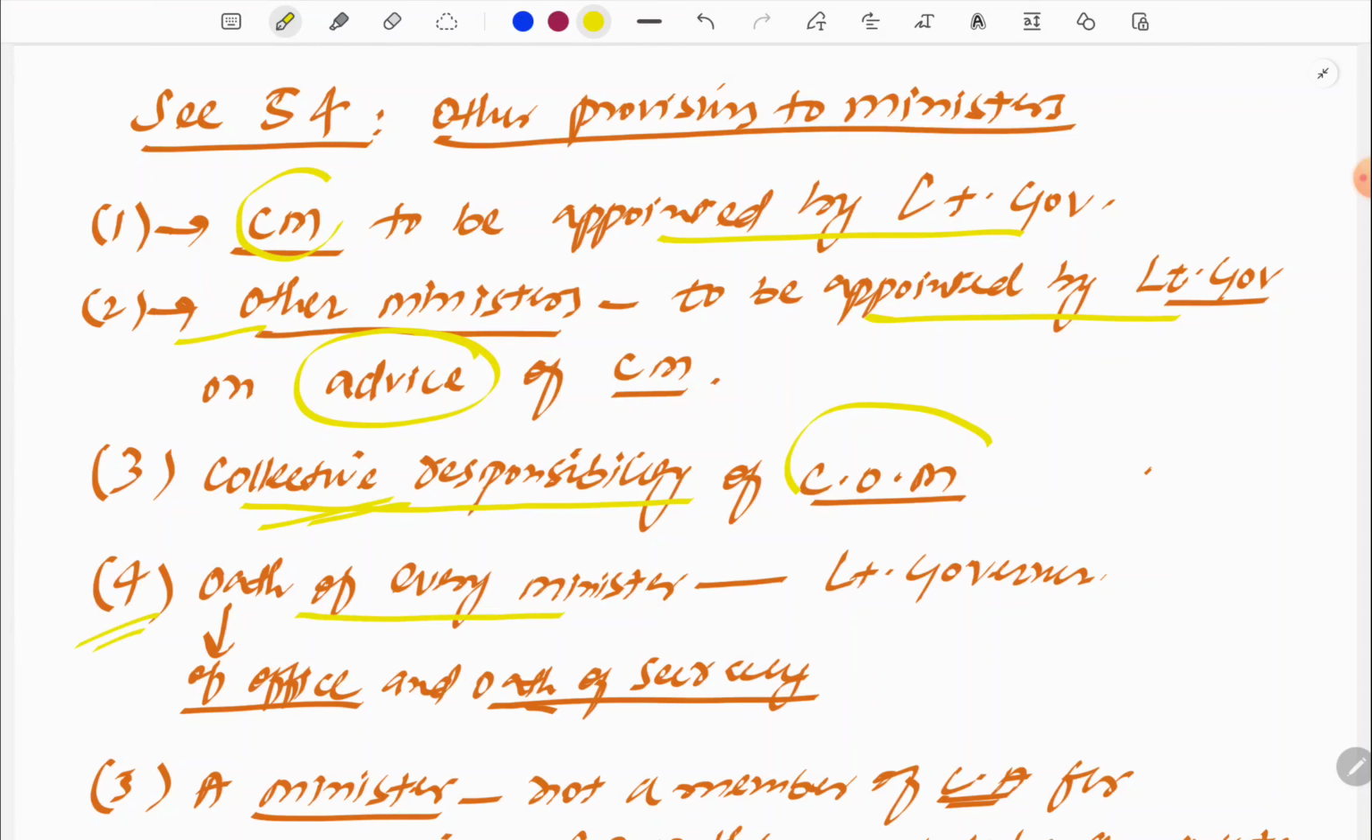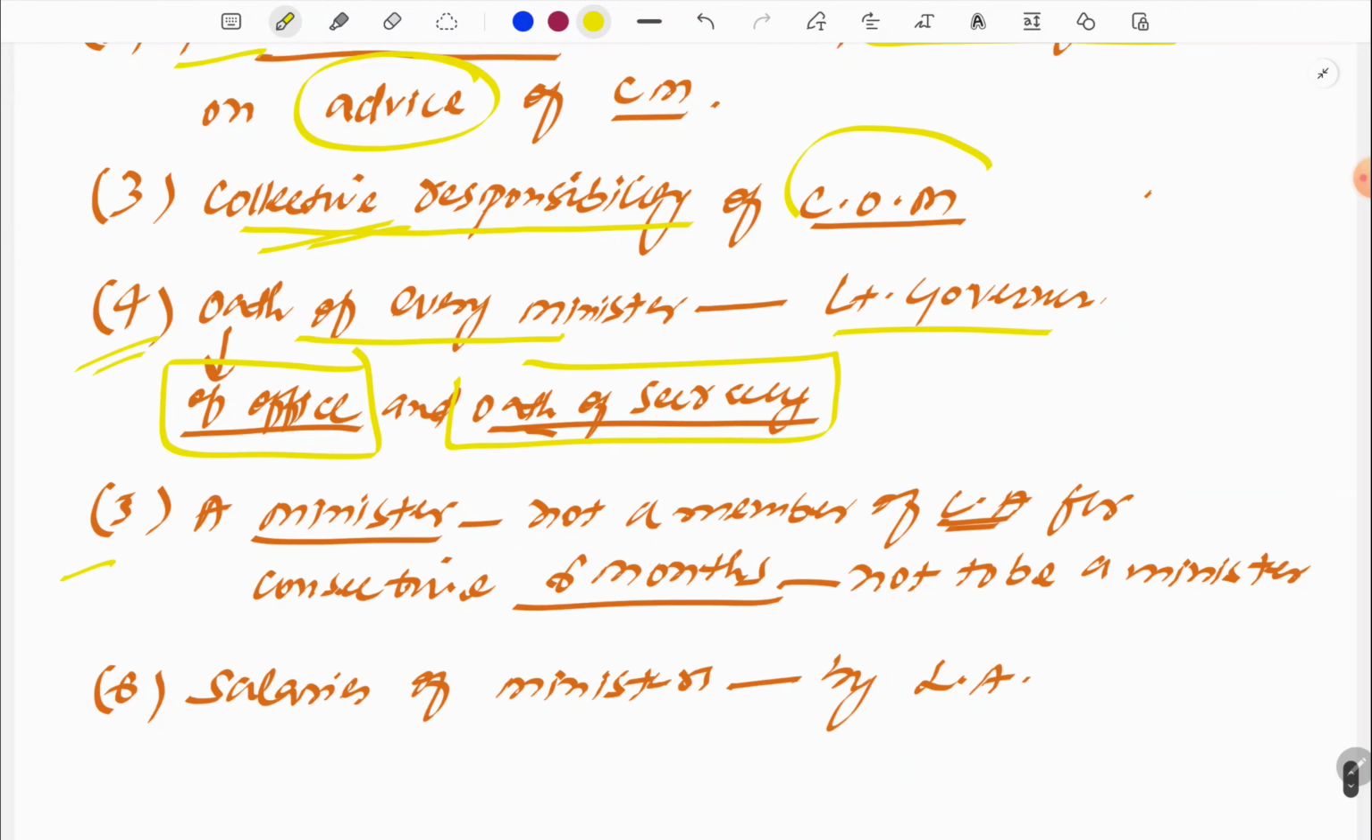Subsection 4: the oath of every minister has to be administered by the lieutenant governor, and there are two oaths: oath of secrecy and oath of office. Just remember that. The fifth subclause says that a minister shall not remain a minister if he is not a member of the legislative assembly for six consecutive months. Salaries of ministers, again very easy, are drawn by the legislative assembly.